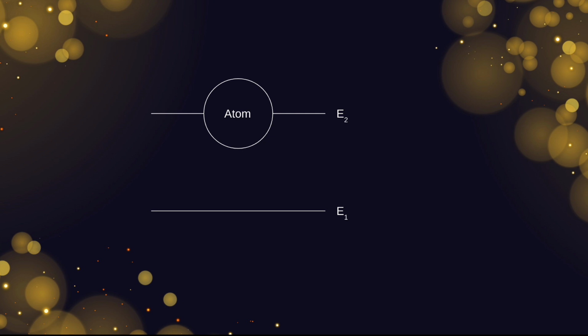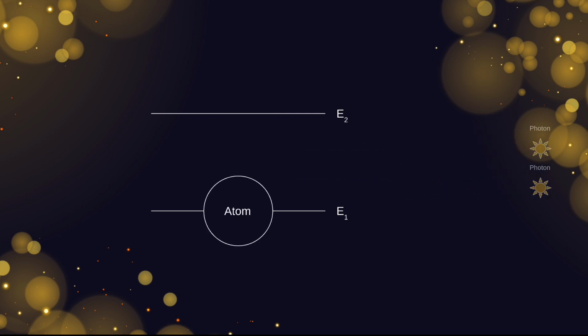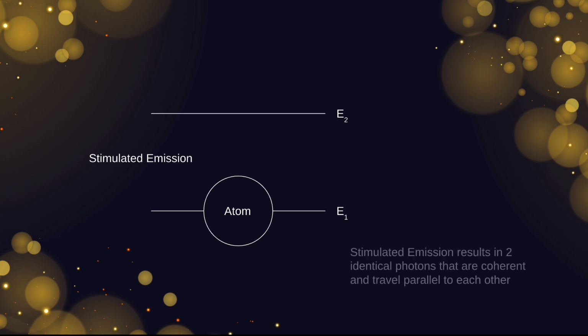Suppose this atom has already been stimulated with a photon to be at energy level E2. In this scenario, what happens if we shoot another photon at it? Let's look at what happens. In this scenario, two photons are released from the interaction and the atom returns to its ground state. This is called stimulated emission because we stimulated the atom, causing it to emit two photons and return to its ground state. A key note is that the two released photons are coherent and directional, two key requirements for a laser.